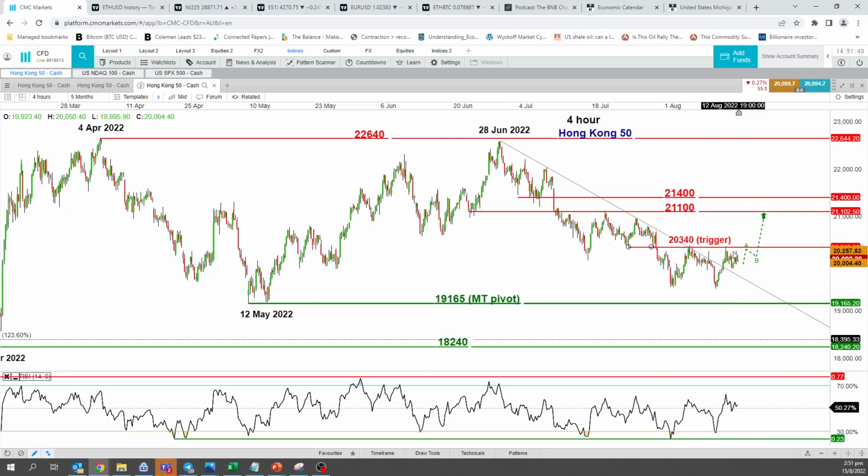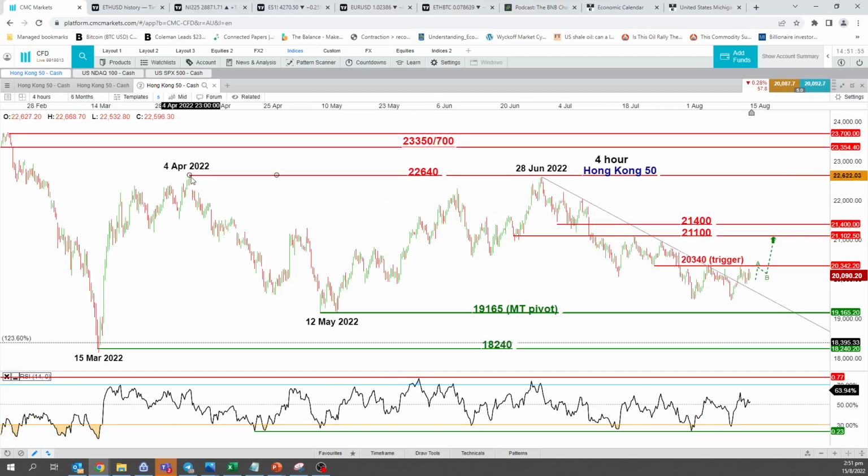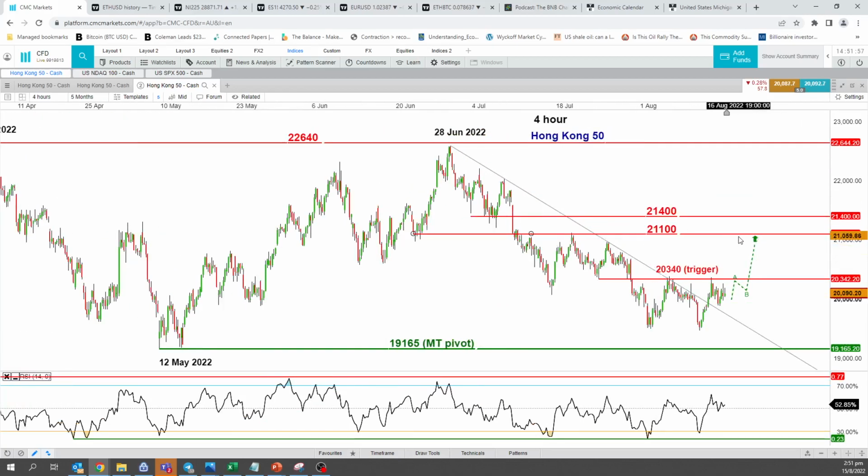as long as 19,165 holds, and we need to see a clear breakout, that means a 4-hour close above 20,340, before we have further odds to see a push up towards the upper limit of this big sideways range that is in place since 4th of April high, towards 21,100, maximum 21,400.